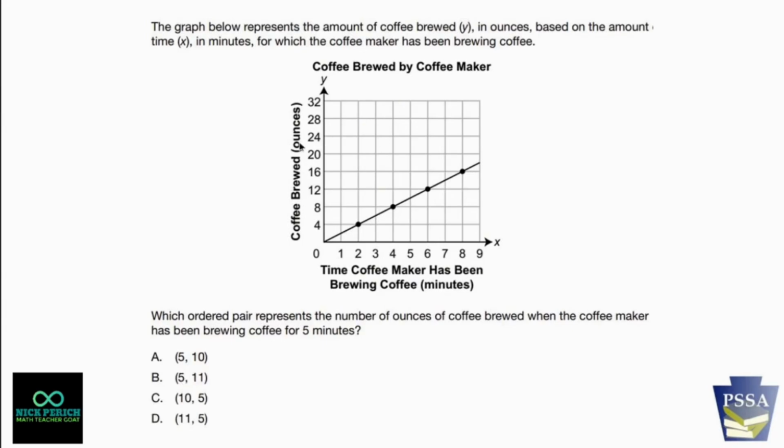get, my y value. So looking at some of these points, I could say something like, 2, 4. 2, 4 means in 2 minutes I make 4 ounces of coffee, something like that.